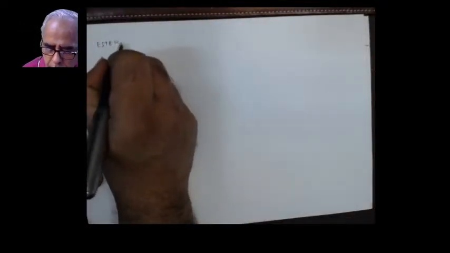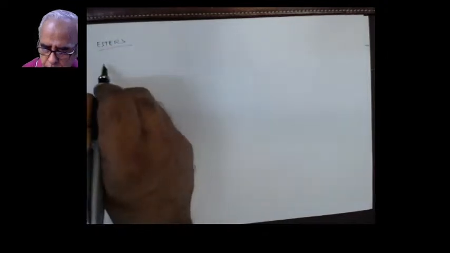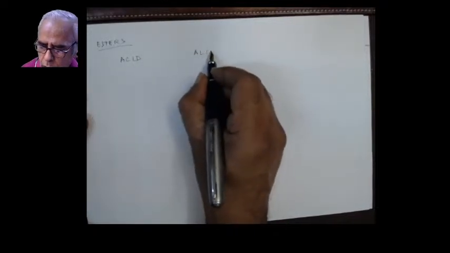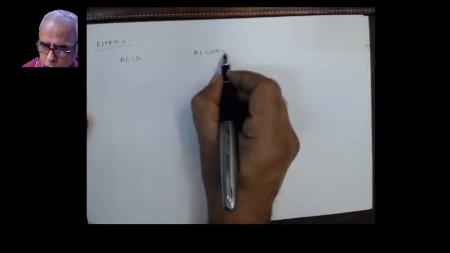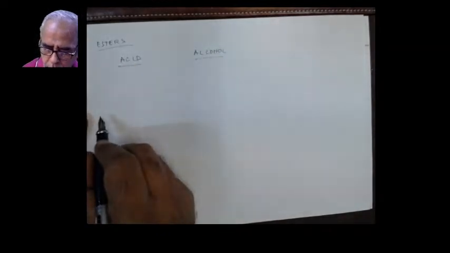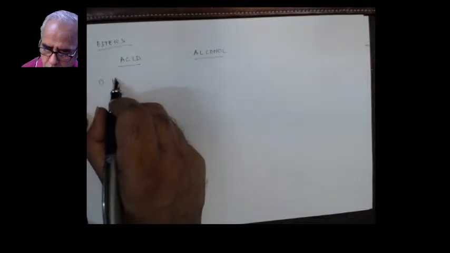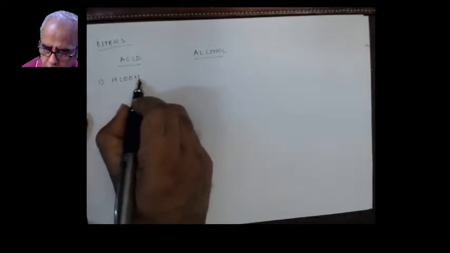Now let us discuss different types of esters. Let me start with formic acid. This is acid, this is alcohol. So let us take HCOOH. What is that? Formic acid.